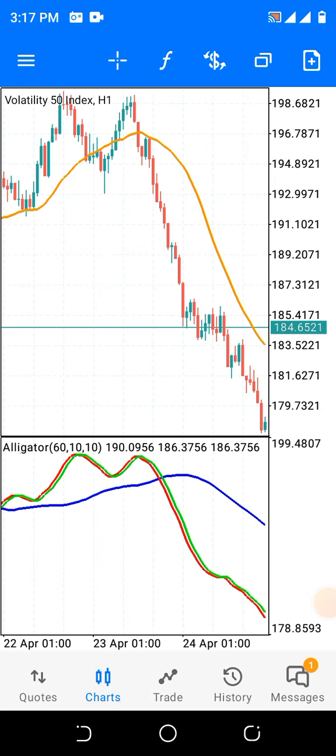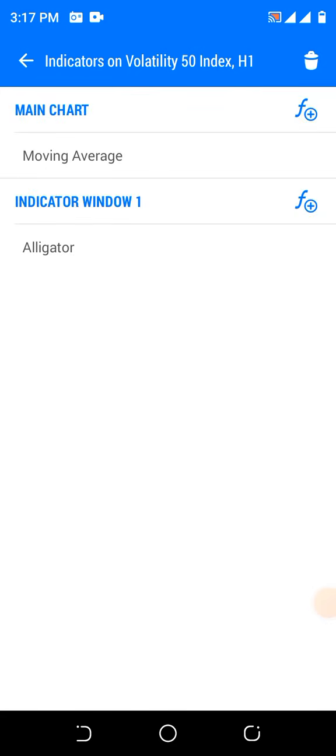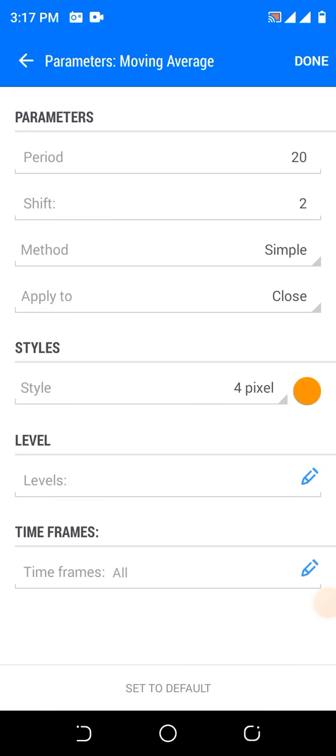Now let me show you how to set up the indicators before we go deep on how to make use of them. So you click on F. Now you need two indicators, moving average. Here is the setup for moving average. The period is 20, shift 2. Method simple, apply to close. Do you understand? That's all for moving average.